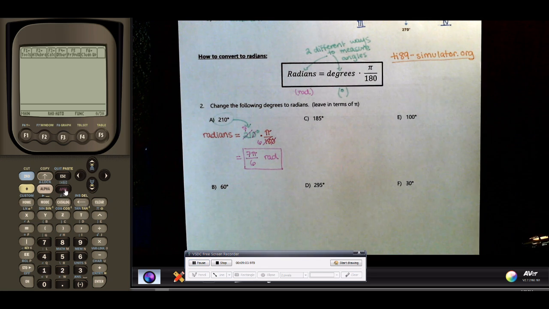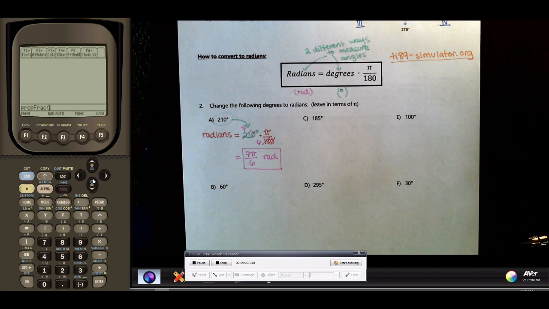So what you want to do is you're going to hit F2, all right? And then you're going to go down to prop fraction. And the easiest way to get that is to click 7, all right? And that's going to actually give you the answer in fraction form, which is what you want, okay?